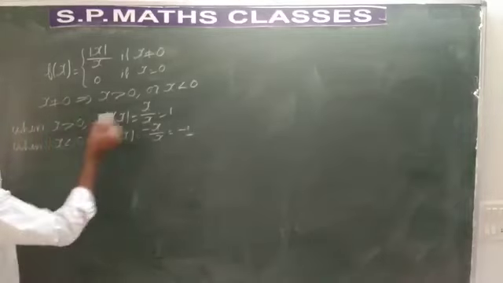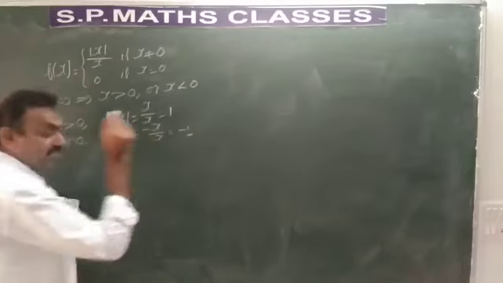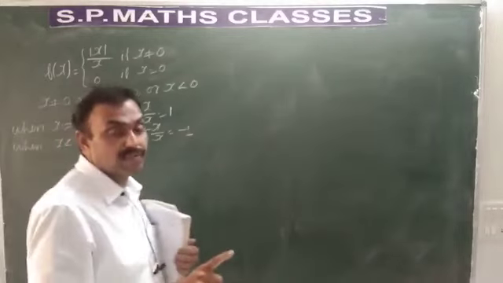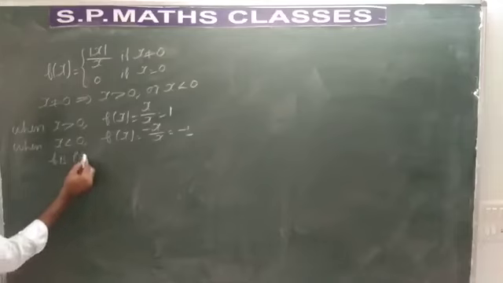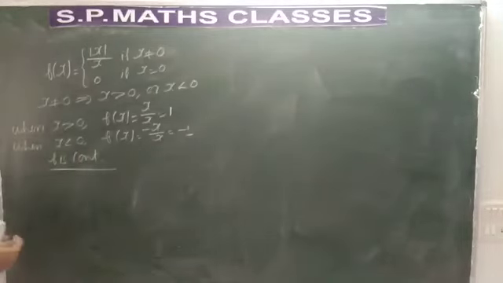So, when x is greater than 0, it is 1, a constant function. When x is less than 0, f of x is minus 1. 1 and minus 1, both are constant functions. We have proved that f of x equal to a constant function is always continuous. I conclude that f is continuous. I think you have understood. For x greater than 0, it is continuous. For x less than 0, it is continuous.